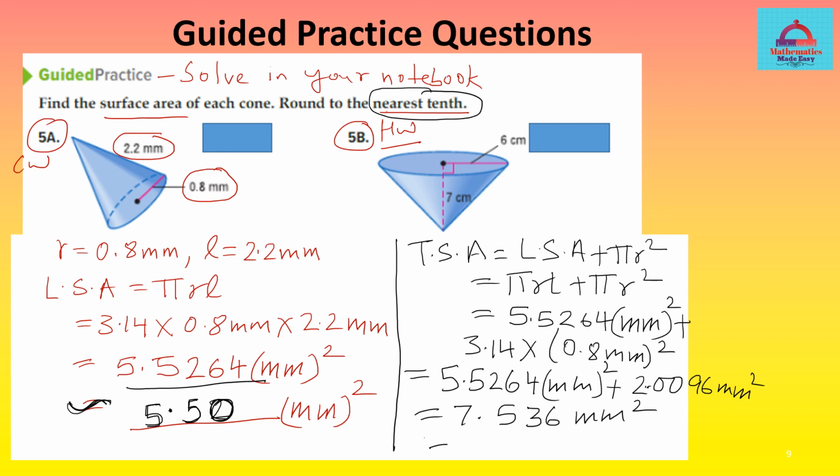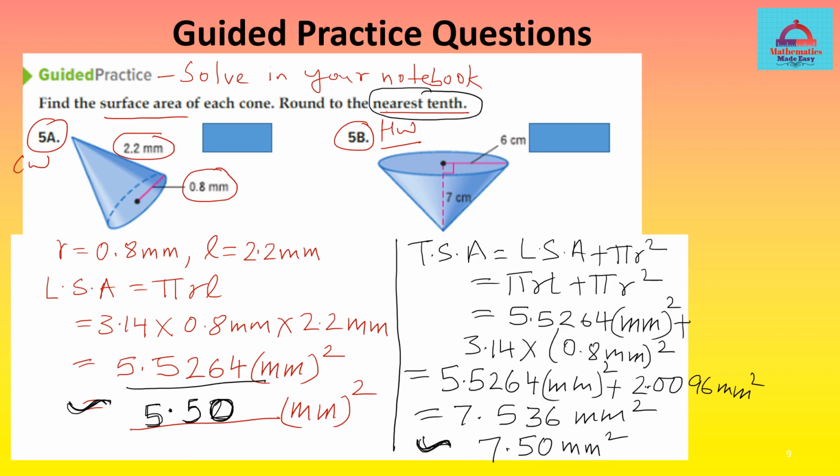Now comes the rounding off, so this is going to be approximately equal to, because it's an approximation, not an exact value, so that's why I'm changing the symbol here. It is no more equal to, it is the symbol of approximation, and let's round it off to one decimal place. Again, it will be 7.50 millimeter square. That completes the classwork question 5A from the guided practice in your textbook.